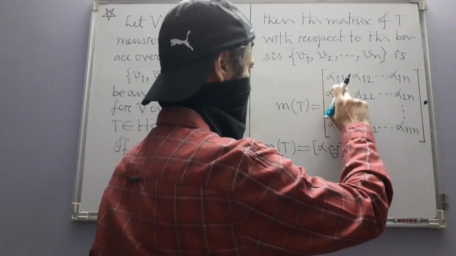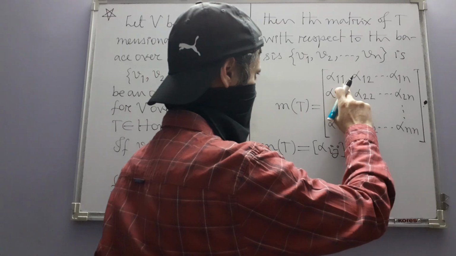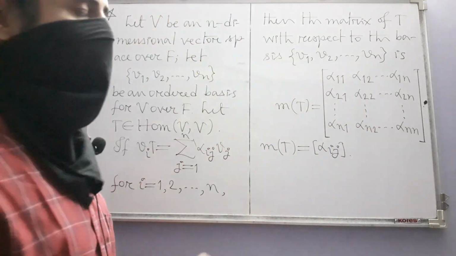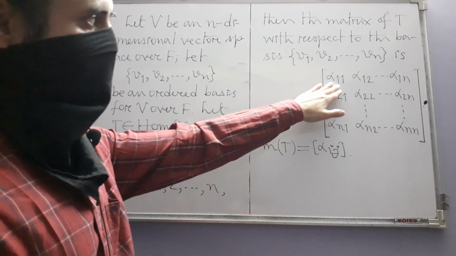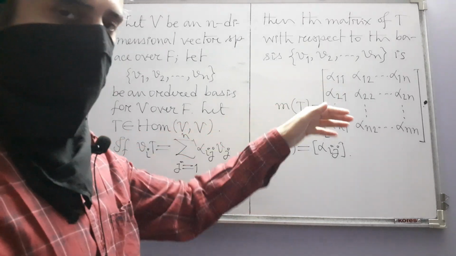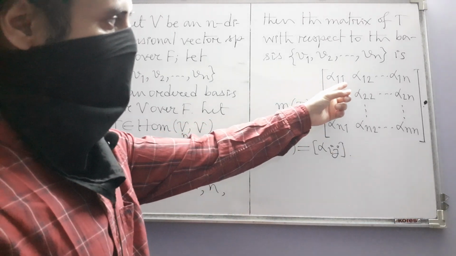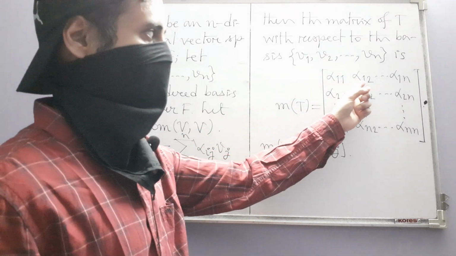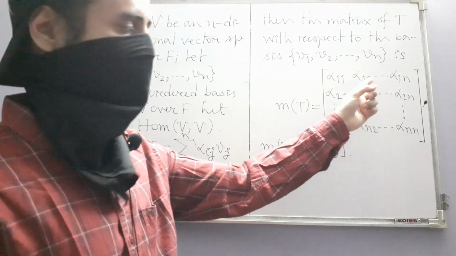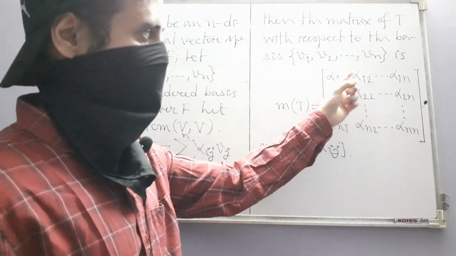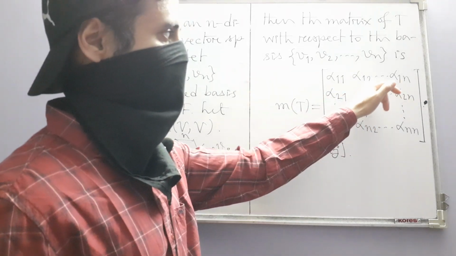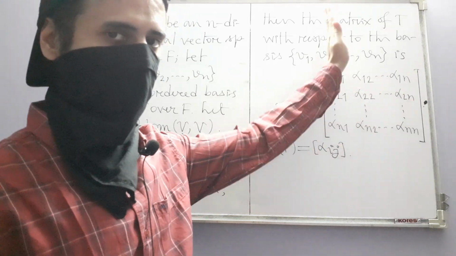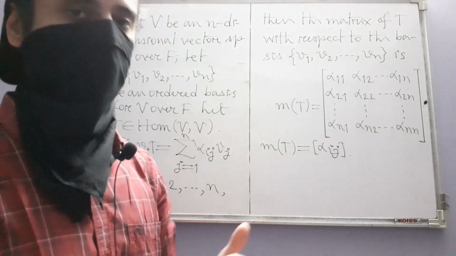For example, here the second number 1 indicates the fact that alpha 1 1 lies in the first column. Because the first number is 1, it lies in the first row, but because the second number is also 1, it lies in the first column. Similarly, alpha 1 2 is that entry which lies in the first row due to the first number being 1, but because the second one is 2, it lies in the second column, and so on.